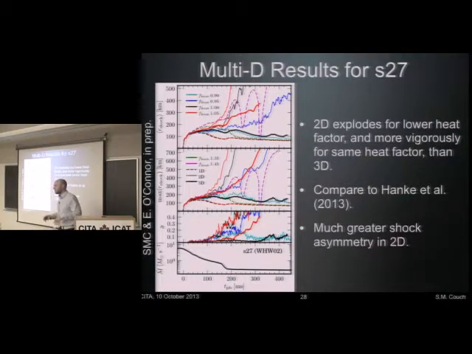So we don't evolve these long enough to see a kick. The center of the protoneutron star, especially with the new gravity, I don't think it moves by a grid zone.